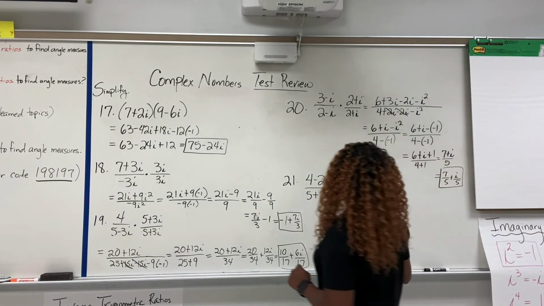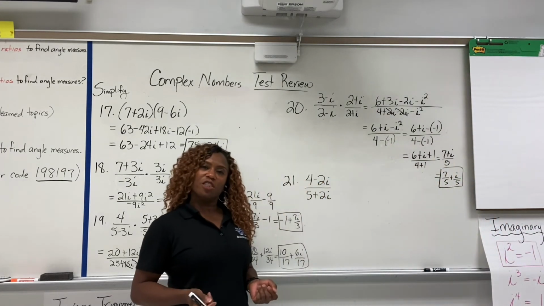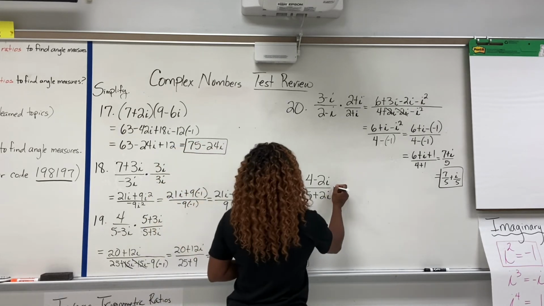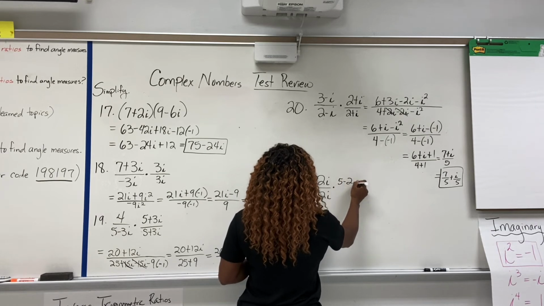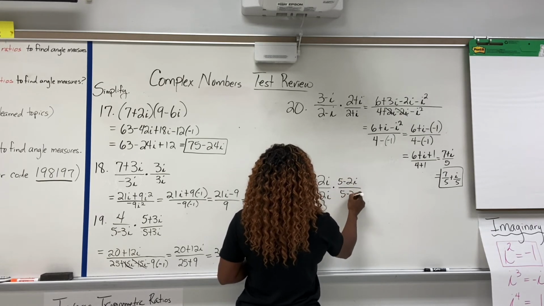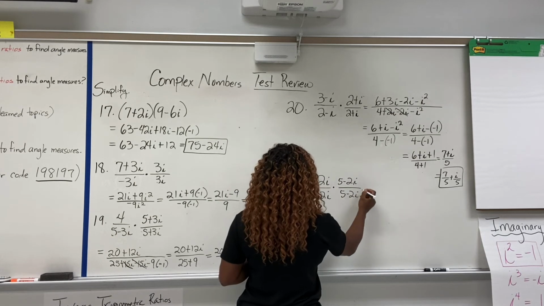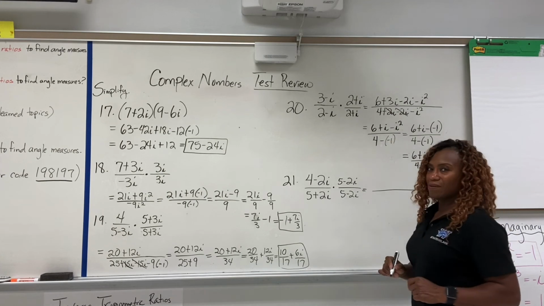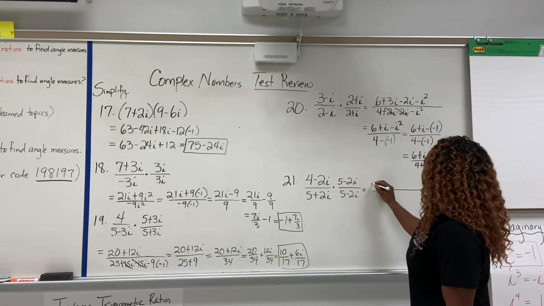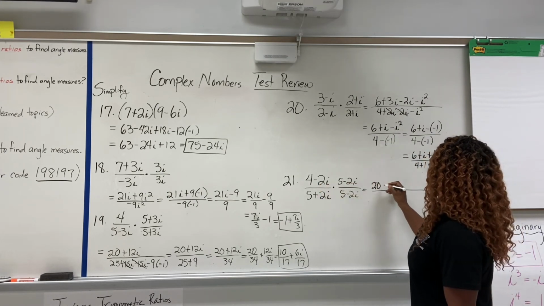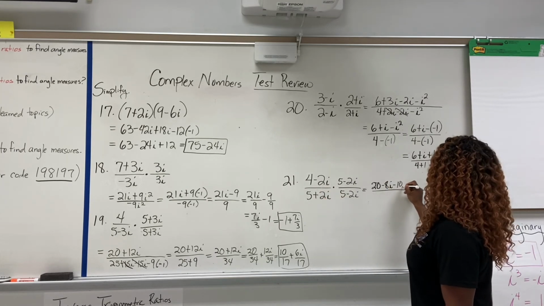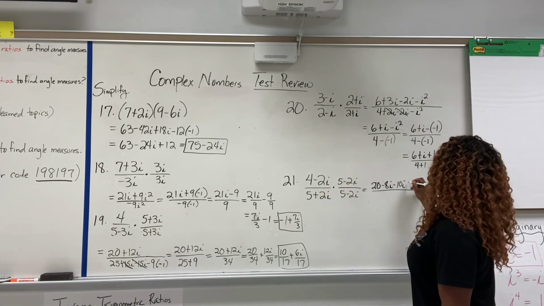Now the last problem, same thing. What's the conjugate? That's right, it's 5 minus 2i. Okay, let's get some work going. We gotta do some multiplying. It's gonna be a nice long fraction bar. 4 times 5, 20. 4 times negative 2i, negative 8i. Negative 2i times 5, negative 10i. Negative 2i times a negative 2i is a positive 4i squared.